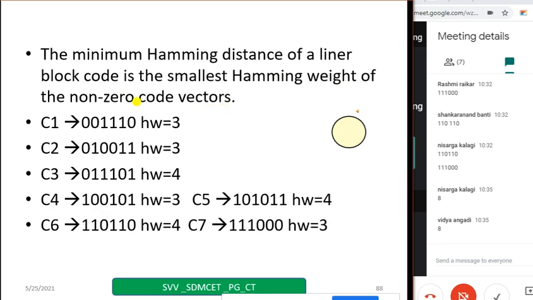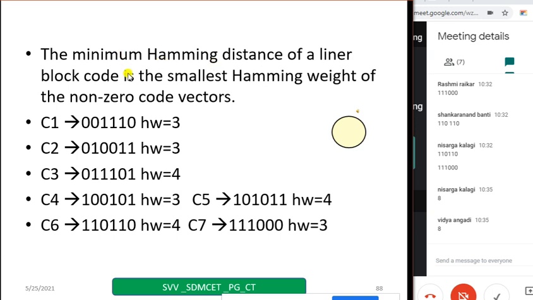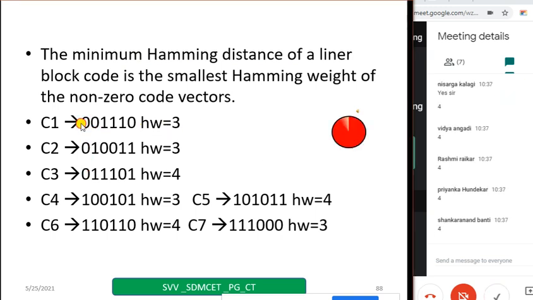For example, if you take C1, how many ones are there? 3. And C2, 3 are there. C3, I have 4. Like that I will write down. What is the minimum? Among these, 3 is the minimum. So I can say the minimum Hamming weight is 3. Hence I can say the Hamming distance will be 3. You can just check and try. Take a minute, note down one or two words from this slide. The Hamming distance between C1 and C2 I asked, and all of you answered properly. It is 4, correct. So let me go to the next.